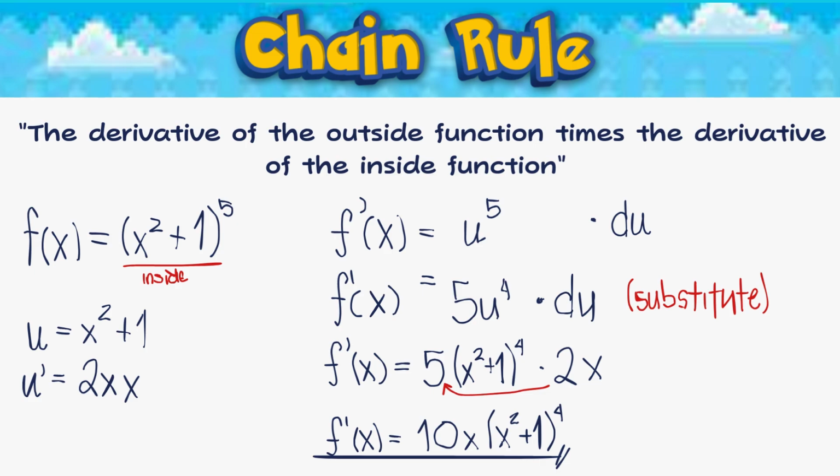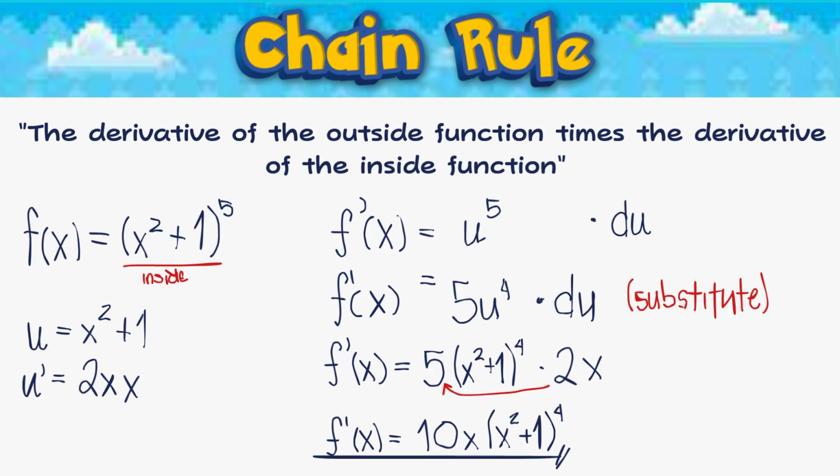Now, first, we're gonna find the derivative of the outside function, which is u raised to 5. So, the derivative of u raised to 5 is 5 times u raised to 4. After we find the derivative of the outside function, we're gonna find the derivative of the inside function. So, the derivative of our inside function is 2x. After that, we're gonna plug in the values. So, f prime of x is equal to 5 multiplied by (x squared plus 1) raised to 4 multiplied by 2x.